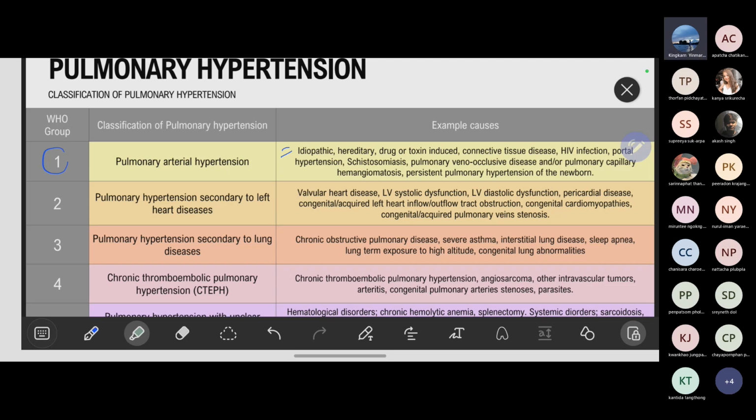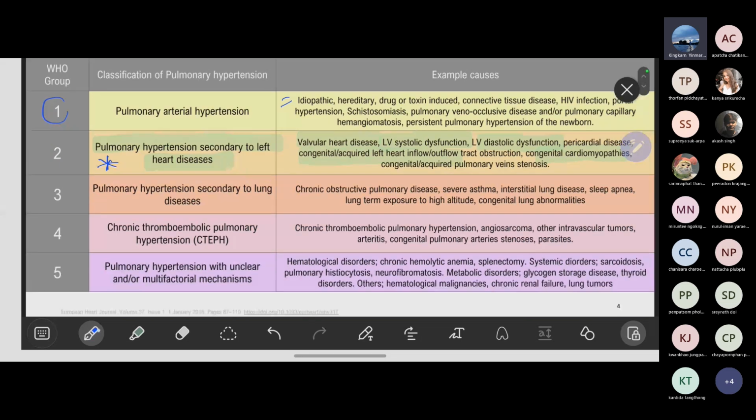Group 2, pulmonary hypertension due to left heart disease. Example causes are valvular heart disease, systolic dysfunction, diastolic dysfunction, congenital heart disease, cardiomyopathy, and so on. And you have to know that pulmonary hypertension due to left heart disease is the most common form of pulmonary hypertension, which is assessed by echocardiography.